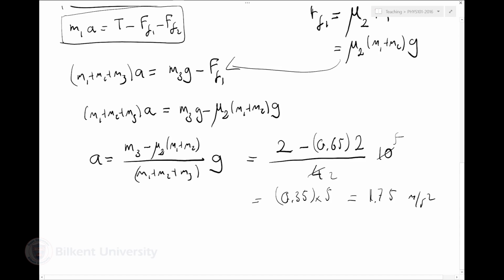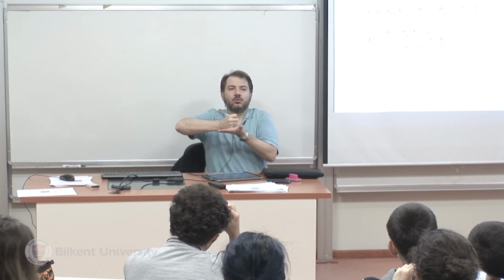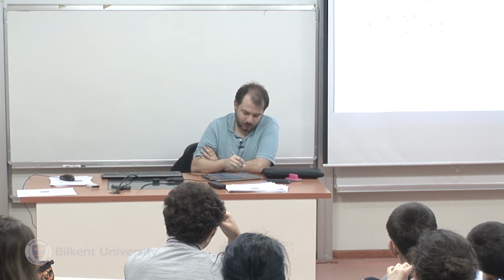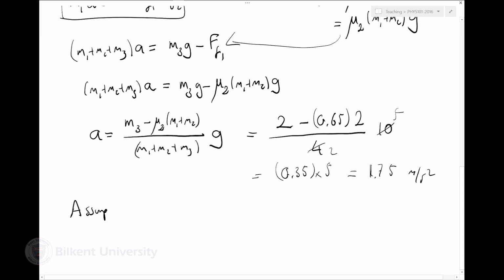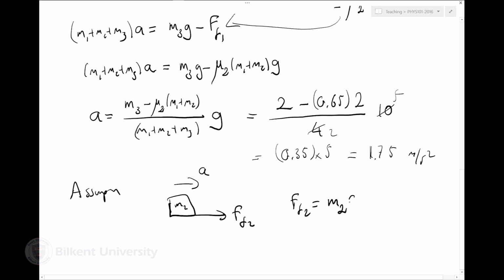Here is the thing though. I've made an assumption and I have not checked that assumption yet. My assumption was that M2 is moving exactly with that acceleration. So my assumption was that F friction 2 is carrying M2 with that acceleration, right? So in that case, what's F friction 2? F friction 2 is M2 times A, or in other words, it's going to be 1.75 newtons.